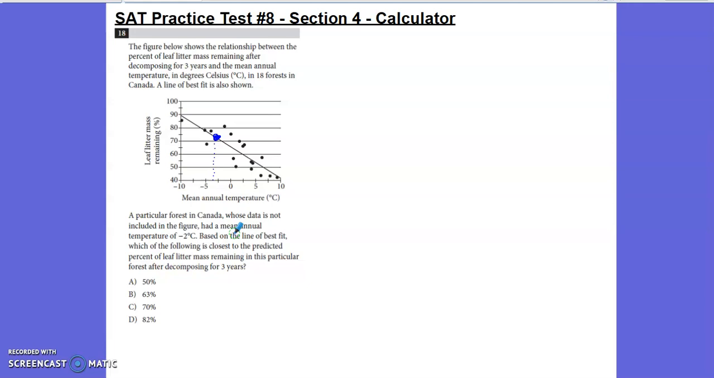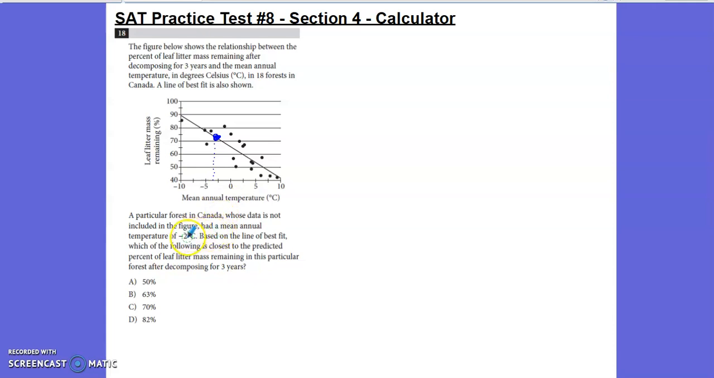We don't have to do anything with the 3 years. All this information that's presented is for the amount that's left after it's been decomposing for 3 years. So that number 3 isn't something we have to multiply by or anything like that. It's just basically how the information was gathered.